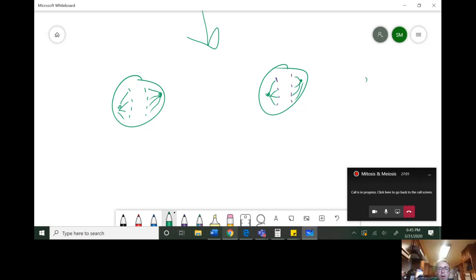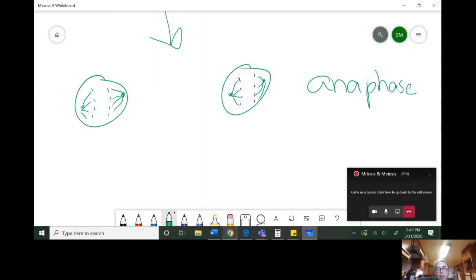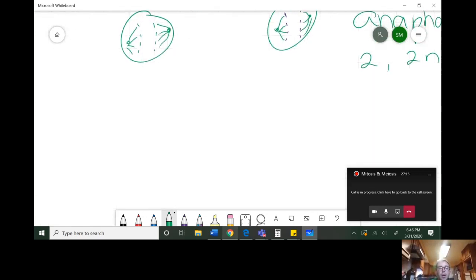So now this is our anaphase. We still have 2 of our 2n, but now they're starting to be separated, right? They're being pulled apart, anaphase, apart. And so ana, apart, leads us to telophase. So this is our telophase 2. Little bits of each genetic material.